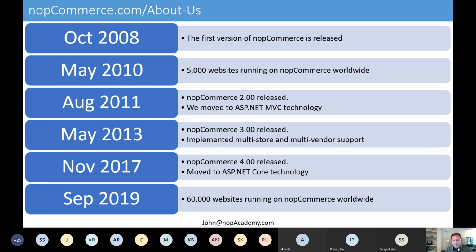What I really like about nopCommerce is that they're not bleeding edge, but they're right on the edge of doing the right things. They have an architecture in place that sets them up for success. As of 2019, I'm not sure of the numbers as of today, but on what's posted on the About Us page, there are 60,000 websites currently running nopCommerce worldwide. That's a pretty big milestone.